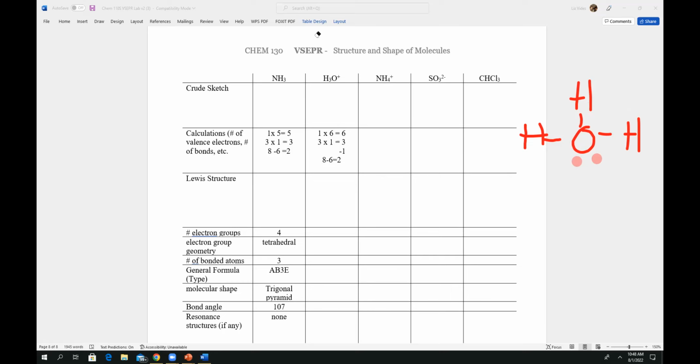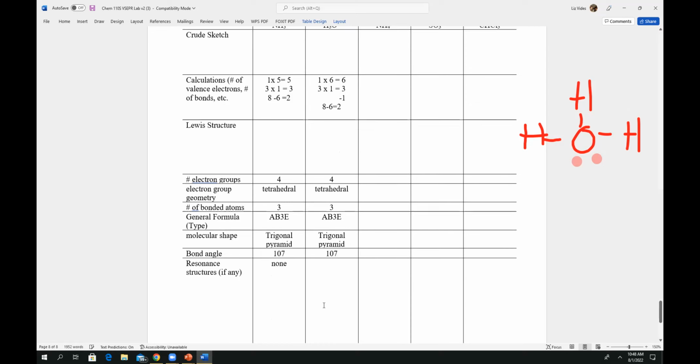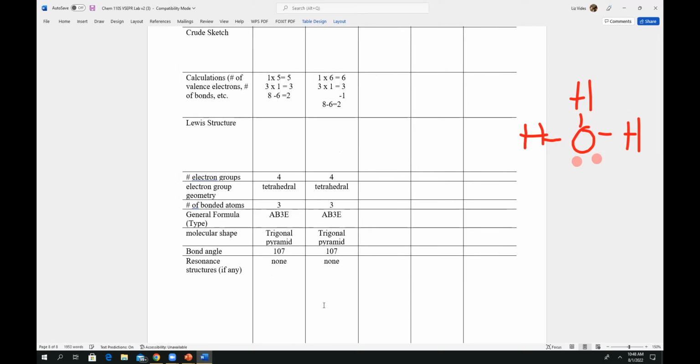Now let's look at the electron groups. What are they? Well, we have 1, 2, 3, 4, right? 3 bonds and 1 lone pair. So that's 4. That means this is a tetrahedral. That means we have 3 bonds, yes? And our general formula is AB3E. And guess what? Look, it's exactly the same as the one next to it. So let's just copy it. Everything is there. 107. Everything's the same. And we do not have resonance structures.